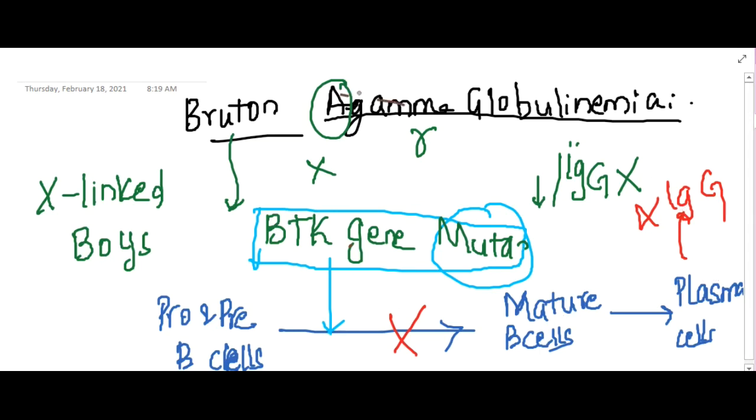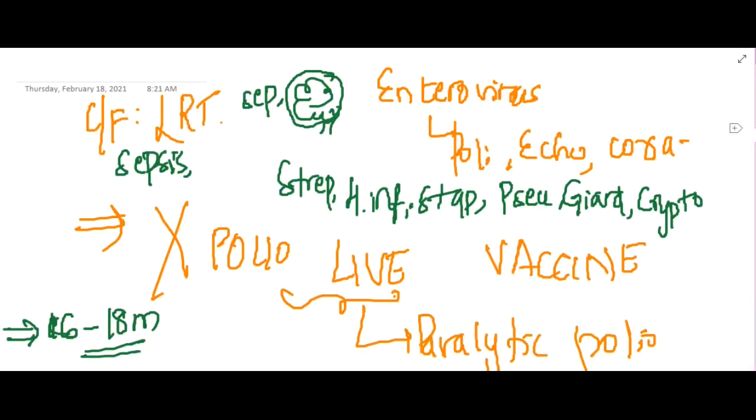So as a result, in patients with Bruton's agammaglobulinemia, there is increased risk of lower respiratory tract infections. Sepsis, septic arthritis, pneumonia, and osteomyelitis can also occur in these patients. They are susceptible mostly to enterovirus, poliovirus, echovirus, and Coxsackie virus. They are also susceptible to Streptococcus pneumoniae, Haemophilus influenzae, Streptococcus pyogenes, Pseudomonas, Giardia, and Cryptosporidium.